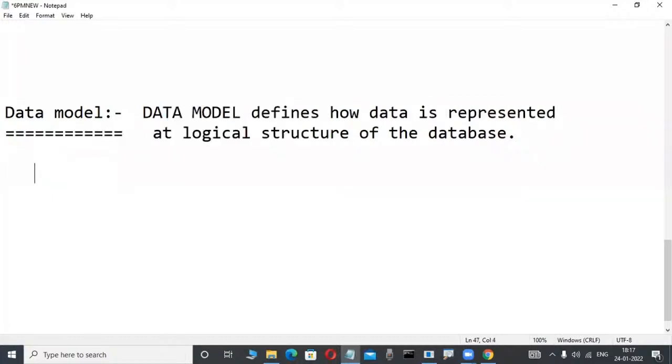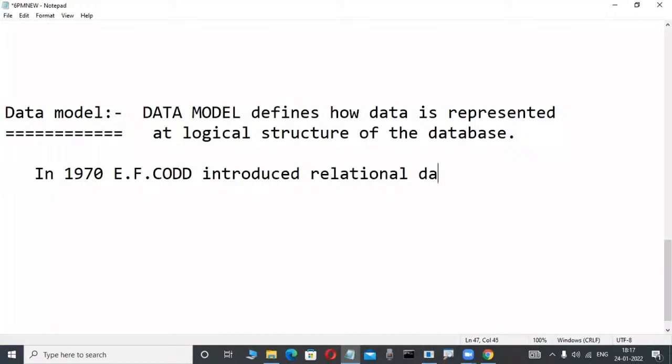From 1970 onwards this data model is there, and in Oracle, which we are learning next. First, just roughly observe; don't write anything, just note the new terminology. In 1970, E. F. Codd introduced the relational data model. He is a mathematician who was working at IBM in those days.